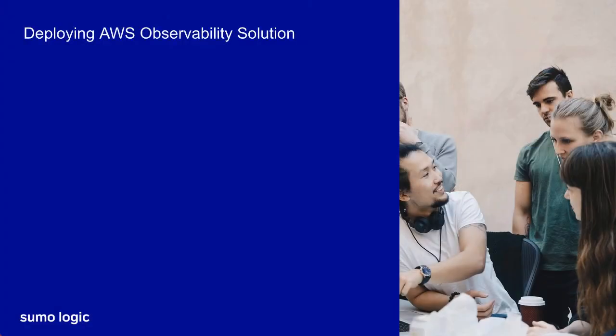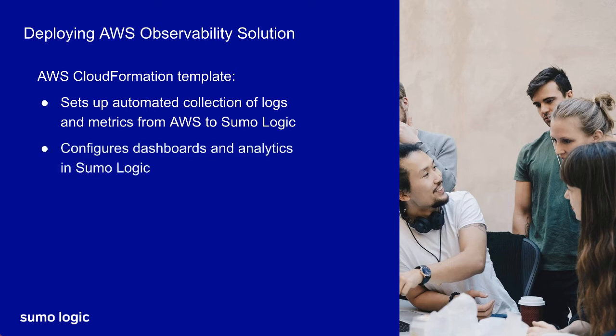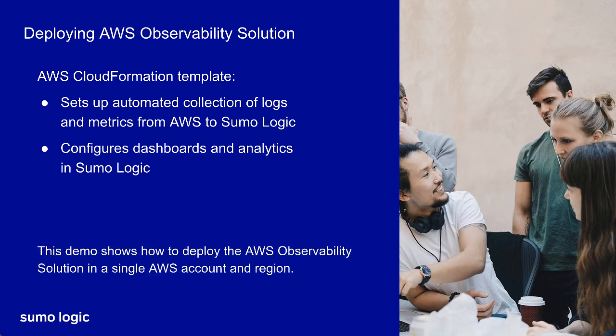To deploy the AWS Observability Solution, we use an AWS CloudFormation template. This template automatically sets up collections of logs and metrics from AWS to Sumo Logic and installs out-of-the-box dashboards in Sumo Logic. Though we also have templates for deploying to multiple AWS accounts and regions, for now, let's deploy the solution in a single AWS account and region.